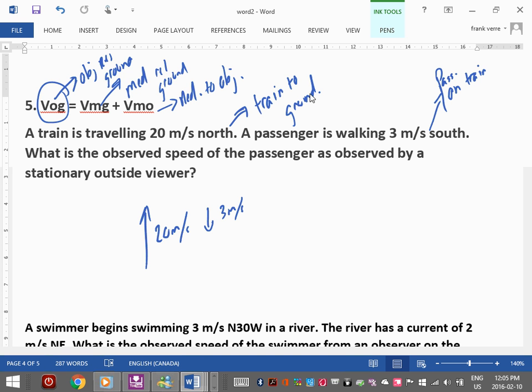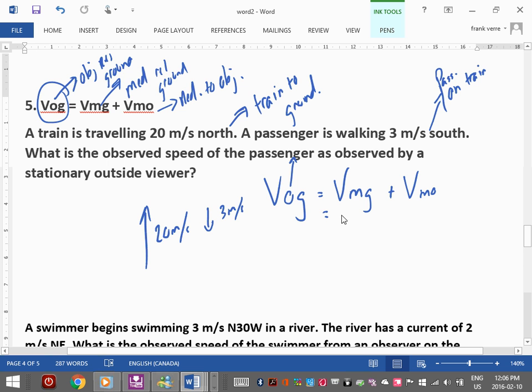But if you were someone outside the train watching that passenger, you would think something totally different. Okay? So what would you think? Well, if you go back to this formula of VOG, so the object relative to the ground, well, in this case, the object is the person, the passenger, relative to the ground. Well, that would have to be the sum of what two things? It would have to be the medium relative to the ground, and that would be the speed of the train, plus the medium relative to the object, so the object relative to the medium, which is the speed of the passenger in the train or on the train.